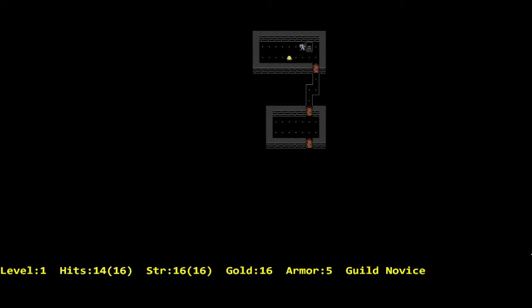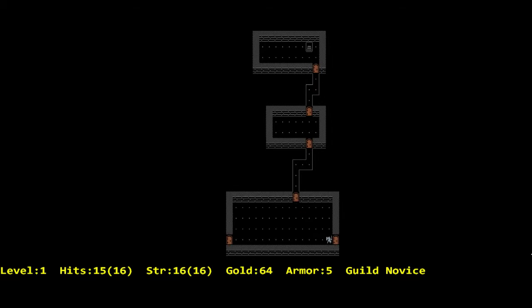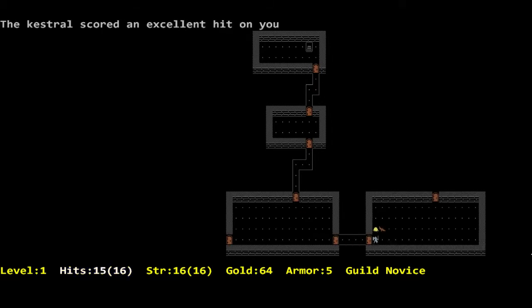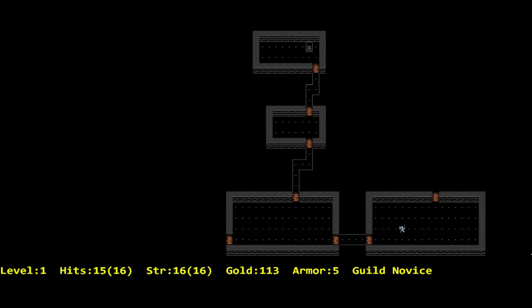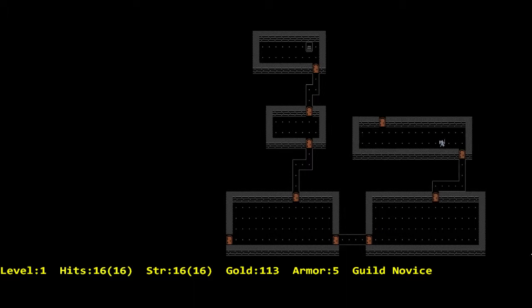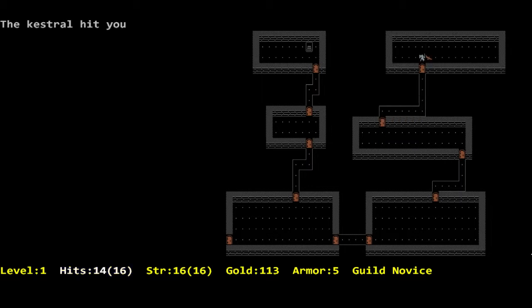Okay, and we hit the Kestrel, and these are the stairs down, but I'm still going to explore this level, because there's more stuff to see. The dungeon layout in Rogue is kind of predictable, and once I have explored this one here, you will see what I mean. And another Kestrel, and kill it, and boom. You can kind of already see the pattern, right?